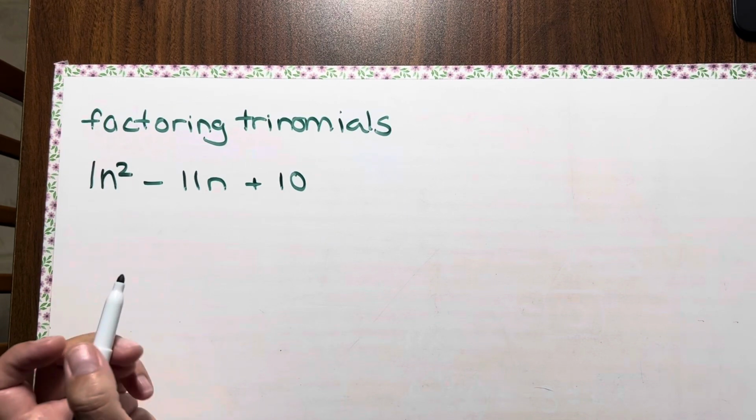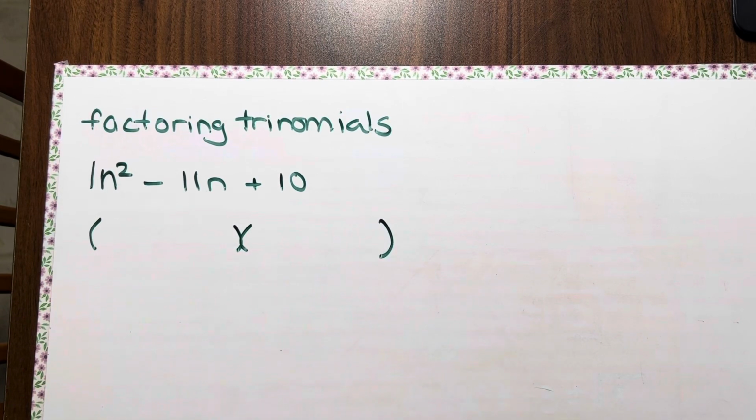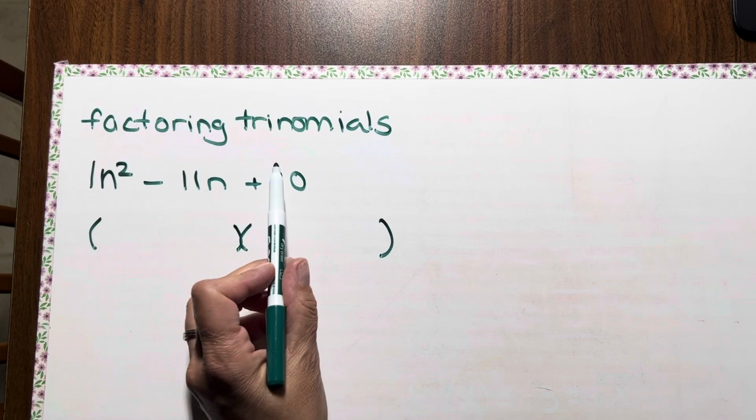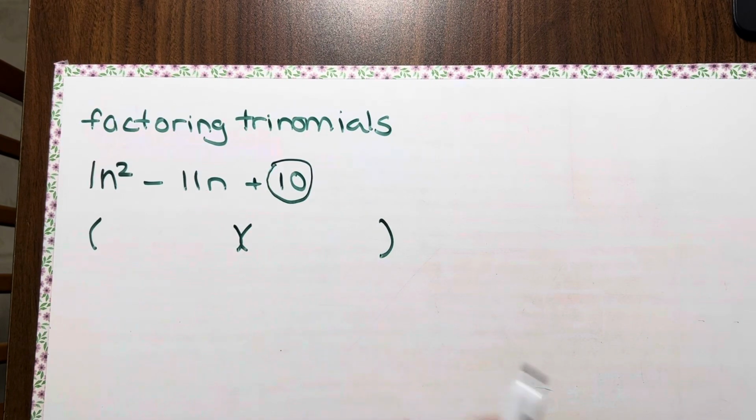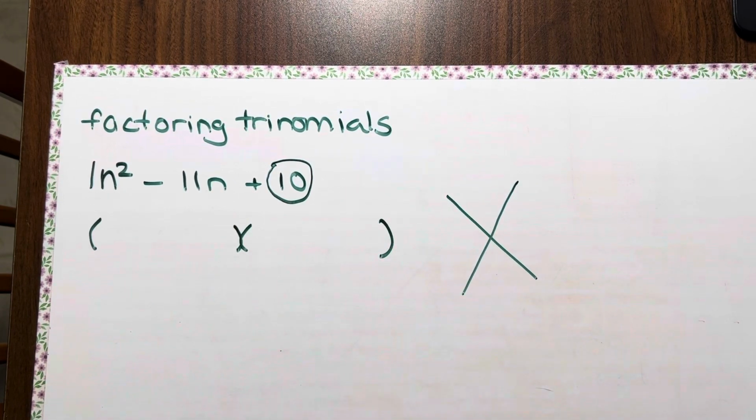What that tells me is that I'm going to need to figure out a way to separate this into two separate binomials, and that would multiply back to my trinomial. Now, some teachers do it different ways. I'm going to do it, I think, a very common way, where I'm going to take this last value, which is normally called the C value, and over here, I'm going to make an X.